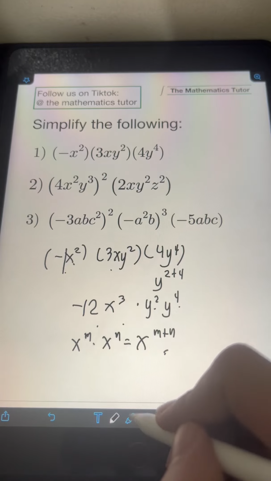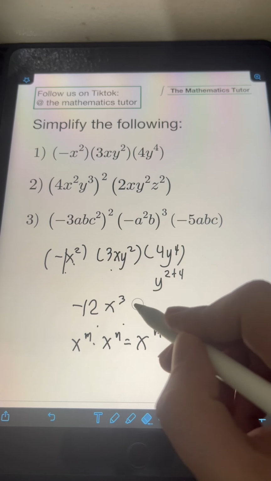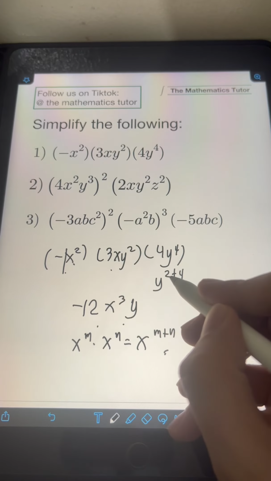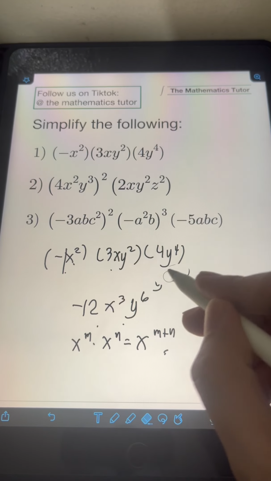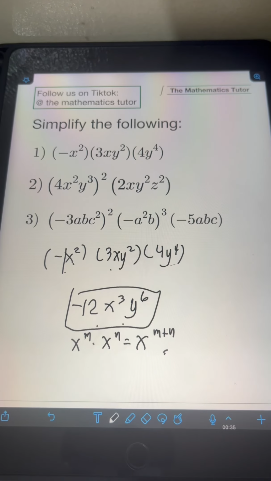Therefore, I can simplify y squared times y to the fourth as simply y to the sixth. So the final answer is negative 12x cubed y to the sixth.